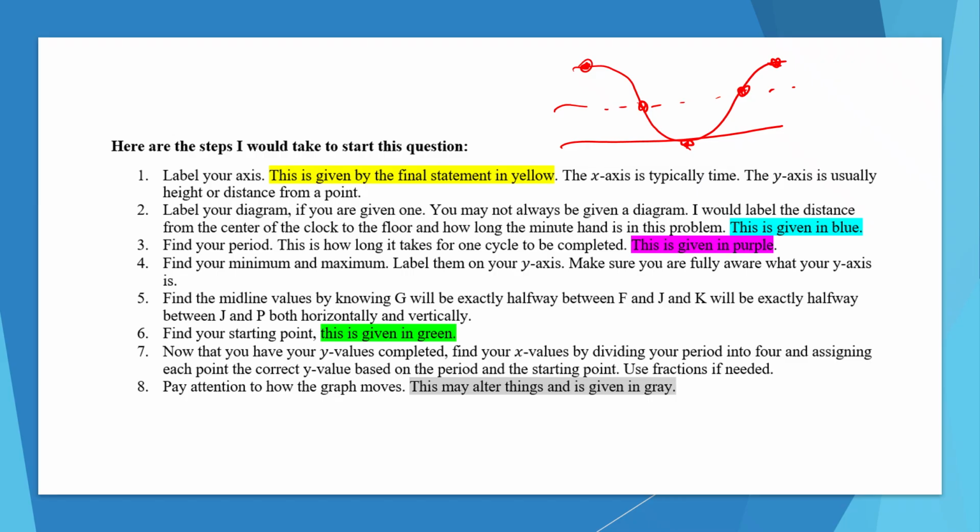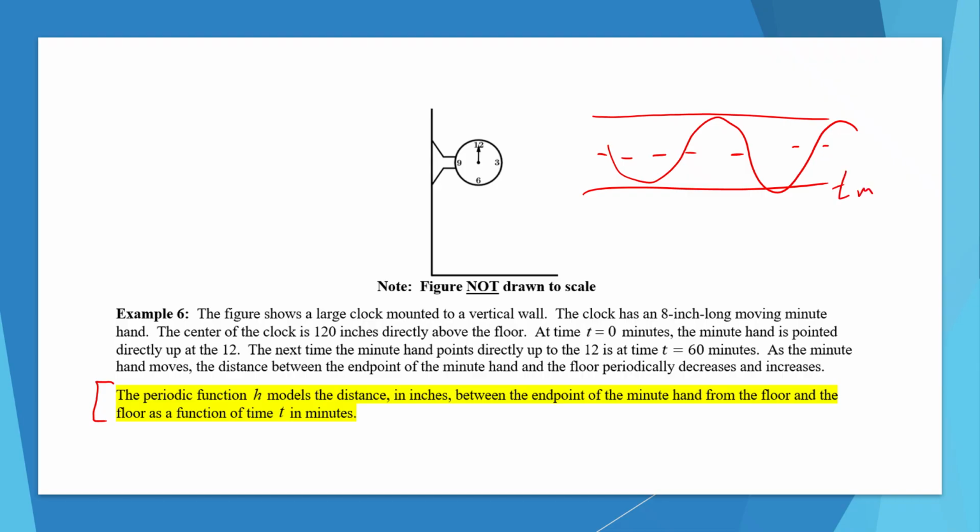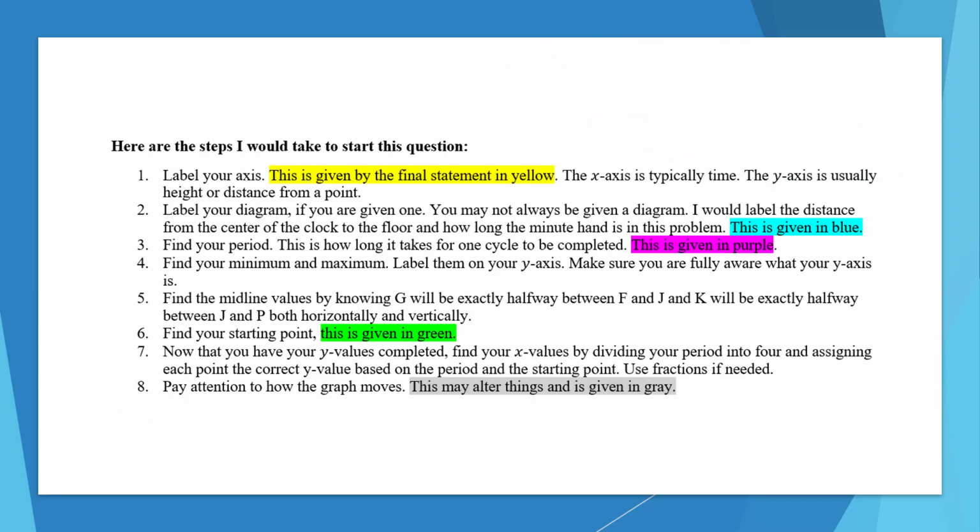Step number 1 is label your axis. This is given by the final statement in yellow. The x-axis will typically be time, and then the y-axis will be height or distance from a point. So taking a look here, this is our axis, right? And so when we have our graph here, I would label that this is time in minutes. And then I would even draw a y-axis just to start with. And then this is going to be distance from floor, in inches.